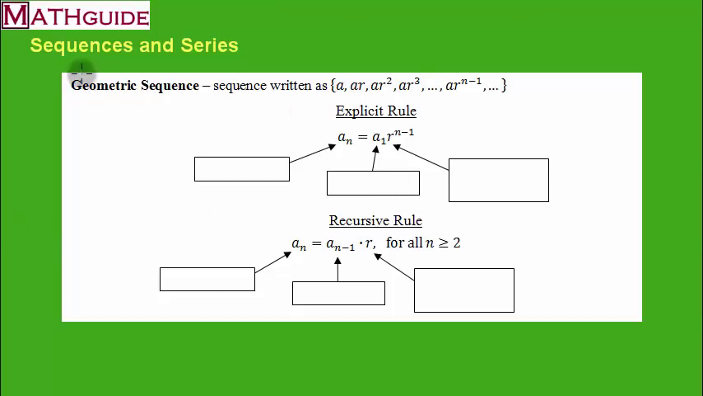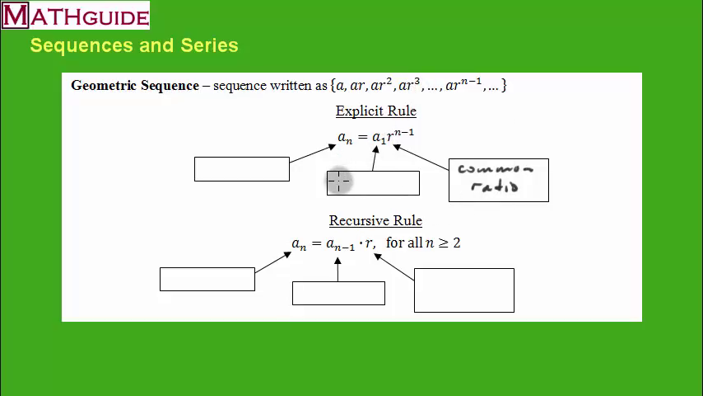So if you look at the geometric sequence, the geometric sequence consists of a number, and you multiply it by what's called a common ratio, called r, to get the next term. R is the common ratio. So if I take a times r, I get ar. That's the second term. If I get ar times r, I get ar squared. There's the third term. Ar squared times r, I get ar cubed, and so on.